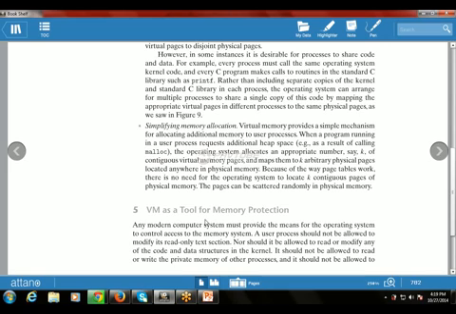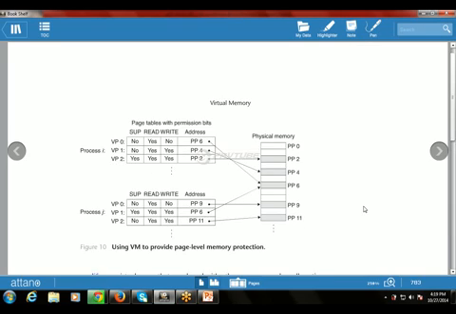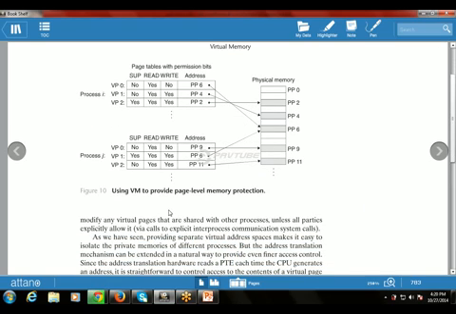This paragraph says any modern system must provide the means for the operating system to control access to the memory system. A user process should not be allowed to modify its read-only text section, nor should it be allowed to read or modify any of the code in the kernel. It should not be allowed to read the private part of other processes, and it should not be allowed to modify any virtual pages that are shared with other processes.